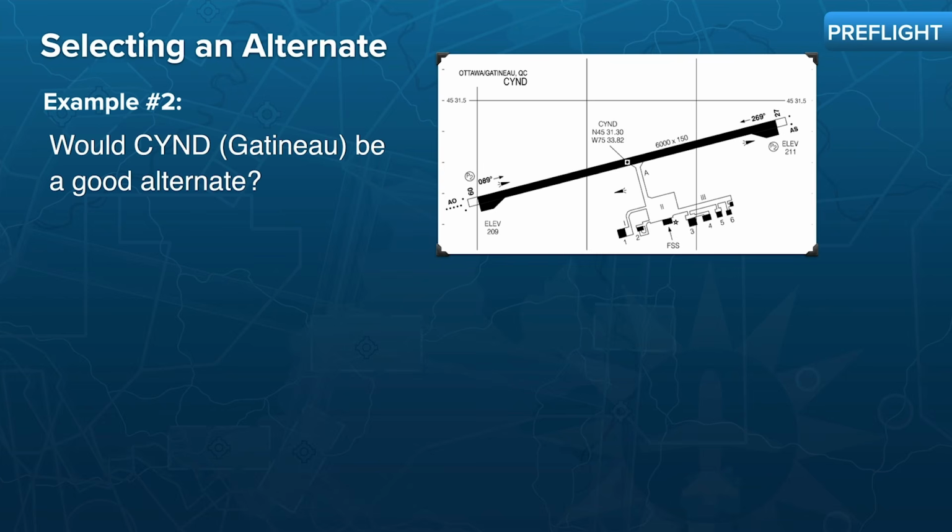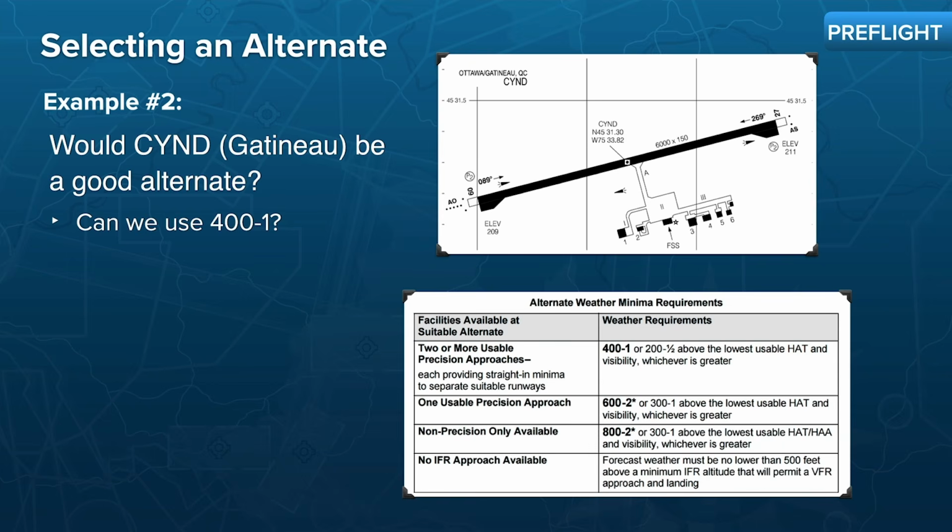Maybe you're not comfortable with the weather in the TAF at Montreal. It's a little bit too close to the minimum, so you're looking at another possible alternate, and another airport that's close by is Gatineau. Let's take a look if Gatineau would be a good alternate. It looks like from the airport diagram, decent length for the runway. We've got runway 27, runway 09. So we want to ask first, can we use the 401?